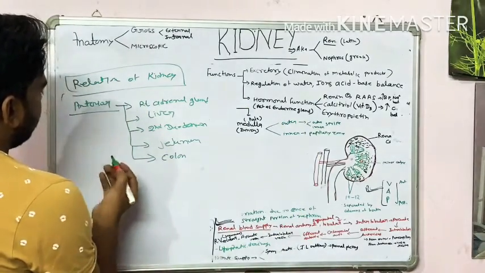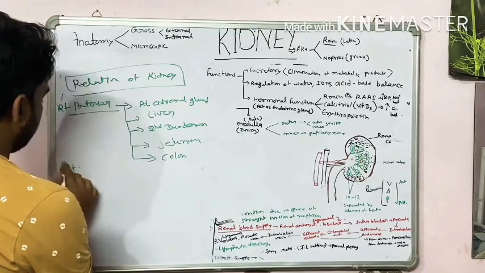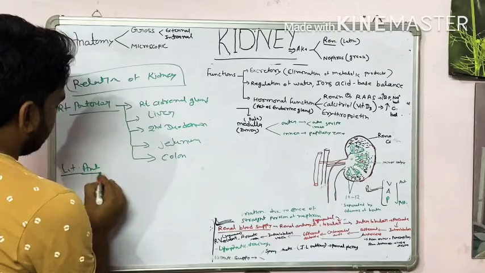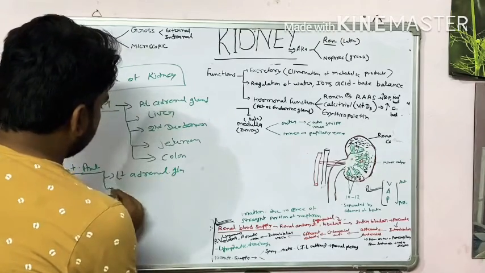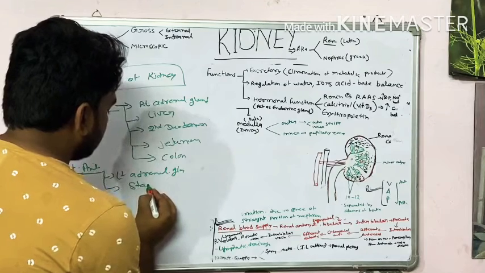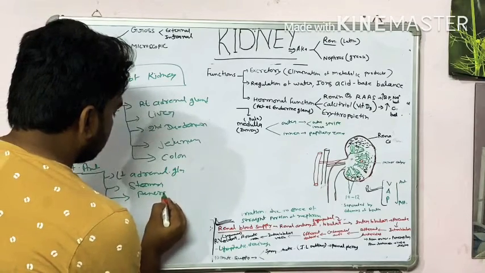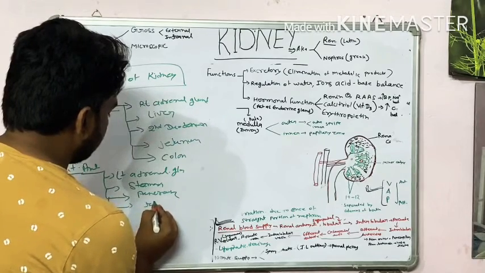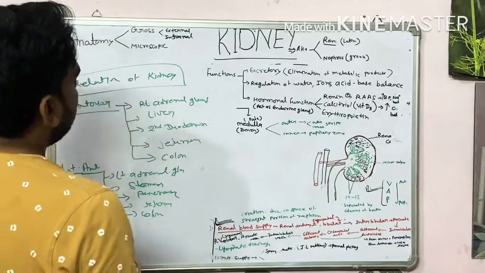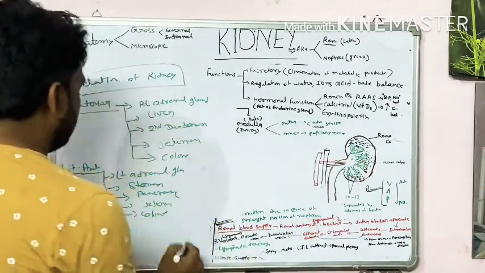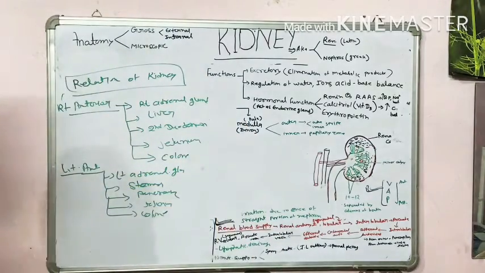Now the left anterior relations: left adrenal gland, then stomach, then pancreas, then jejunum and colon, the descending colon. These are the anterior relations, right and left.